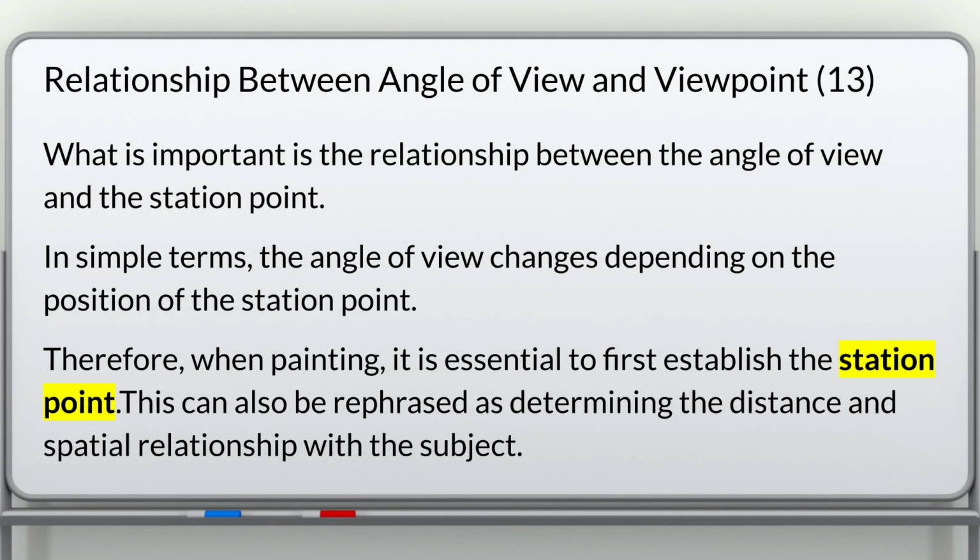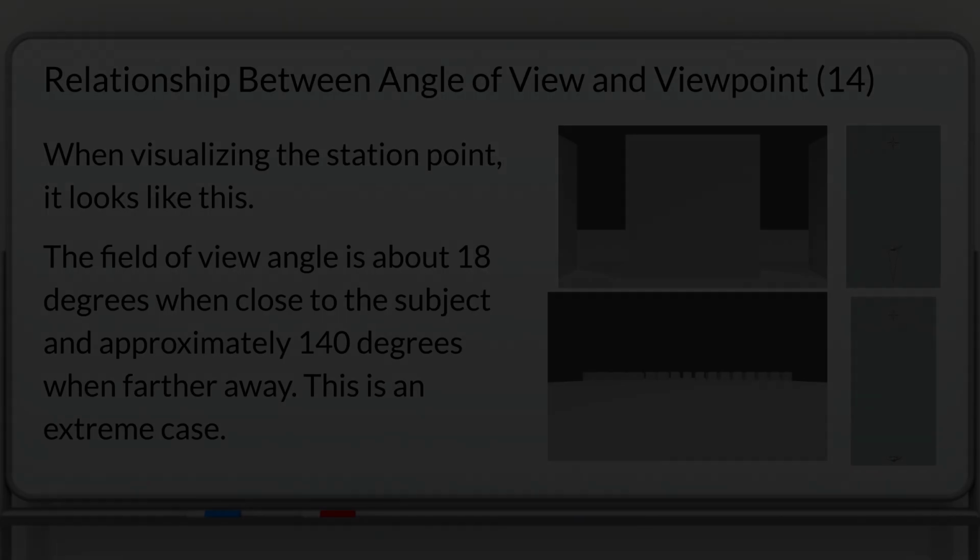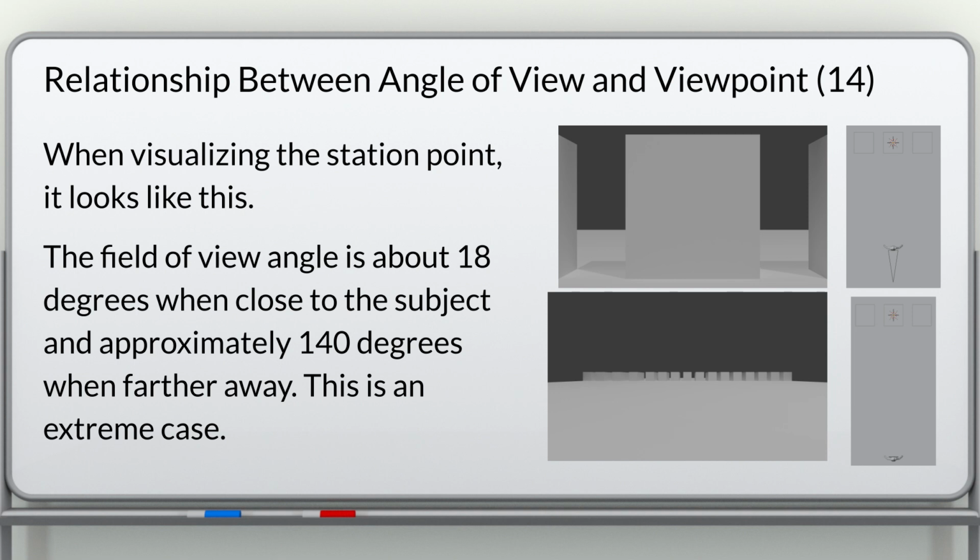What is important is the relationship between the angle of view and the station point. In simple terms, the angle of view changes depending on the position of the station point. Therefore, when painting, it is essential to first establish the station point. This can also be rephrased as determining the distance and spatial relationship with the subject. When visualizing the station point, it looks like this.